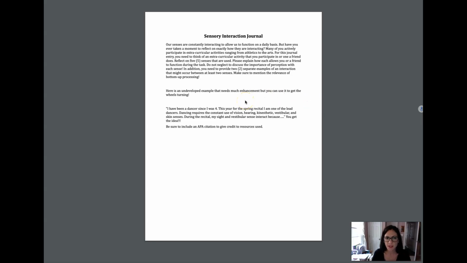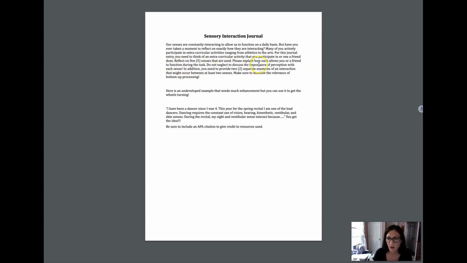What is the meat of this paper? It says our senses are constantly interacting to allow us to function on a daily basis. But have you ever taken a moment to reflect on exactly how they're interacting? Many of you actively participate in extracurricular activities ranging from athletics to the arts. For this journal entry, you'll need to think of an extracurricular activity that you participate in or one a friend does. Reflect on the 5 senses that are used.